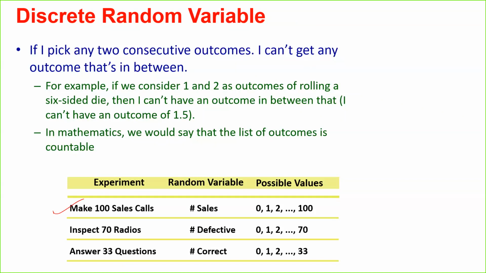But it is some whole number only. It's not 1.2 or 3.6, right? So these are the possible values. Similarly, when you inspect 70 radios, the number of defective can be 0 or 1 or 2 and so on up to 70. Similarly, when you conduct an experiment of answering 33 questions and the random variable indicates the number of correct ones, the possible values are any integer between 0 and 33.